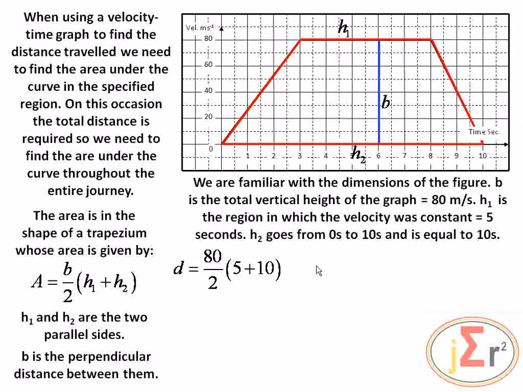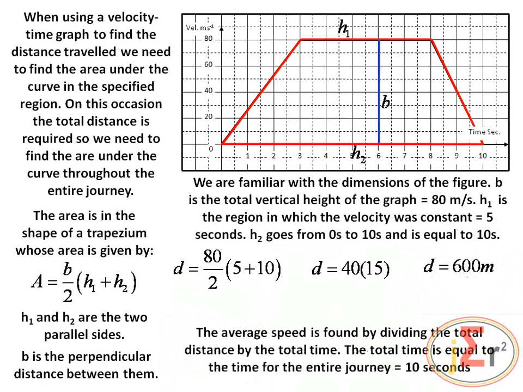D is equal to 80 over 2, because we are saying B over 2. B is 80, as we can read from the axis, and that we have done before. 80 over 2, and the two parallel sides, one is 5 and the other is 10. So that is what we have right there, and by simplification, 40 times 15, which is equal to 600 meters.